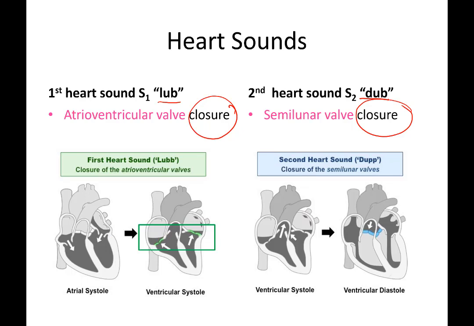Then while the ventricle is contracting, blood is being ejected out of the ventricles into the pulmonary artery or aorta. When the ventricles then go to relax and the pressure drops, blood starts to reverse but actually catches in these cusps, causing them to slam shut. That is going to be the second heart sound.